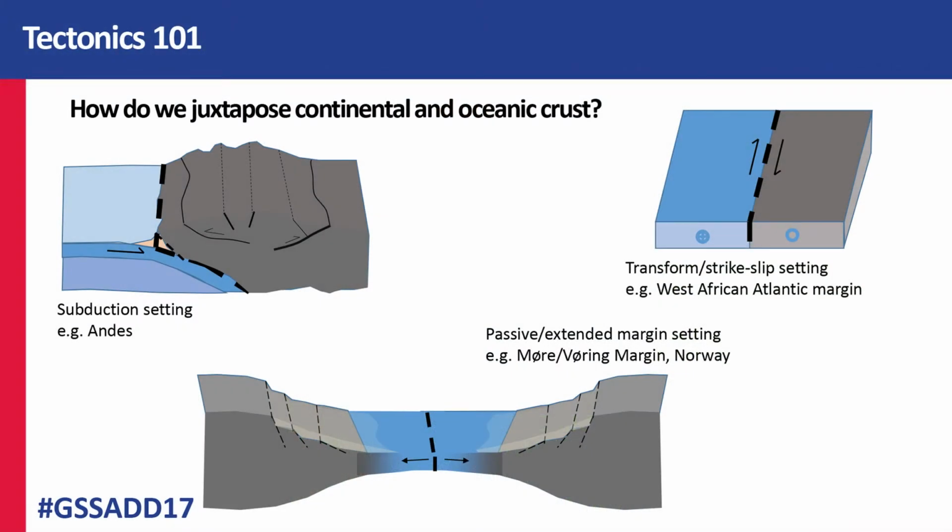So how do we do that? Either we can subduct oceanic crust underneath continental crust and juxtapose the two that way. We can have a strike slip offset, similar to what's currently known from the West African Atlantic margin, or we can have a passive or extended margin setting, similar to what we've got in the Northeast Atlantic off the Norwegian margin. So we've mapped these trends out in isotopic space.